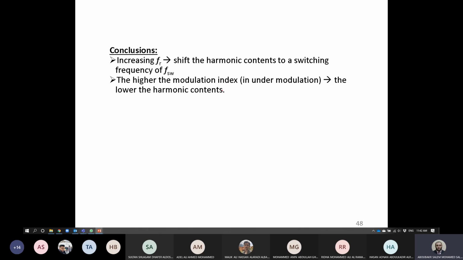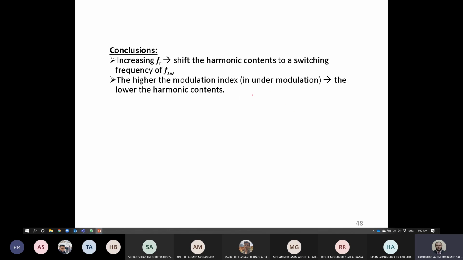Now, as a conclusion, guys, increasing the switching frequency shifts the harmonic contents to around the switching frequency. So if you have, for instance, a frequency of 2 kilohertz, the first high order of harmonics will appear around 2 kilohertz, like what we could see in our example. Also, the higher the modulation index in under modulation, the lower the harmonic contents.